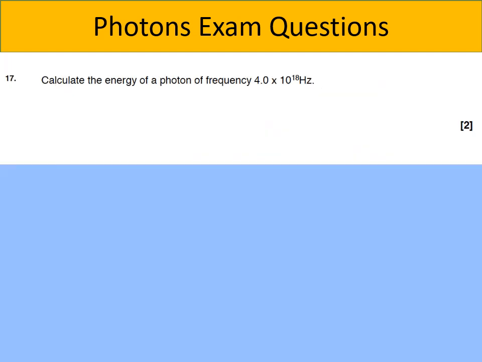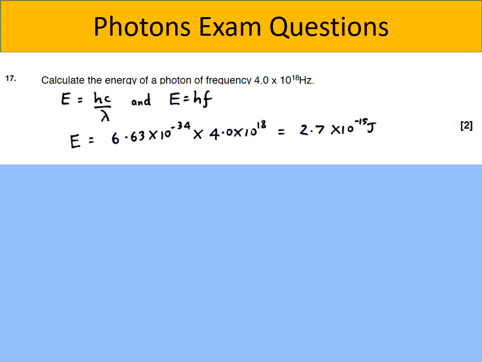Question number 17. Calculate the energy of a photon of frequency 4 times 10 to the power 18 hertz. Getting plenty of opportunity to use the energy of a photon equation, which is E equals hc over lambda, but we also know that E equals hf. So E is equal to Planck's constant multiplied by the frequency of the given photon. E equals 6.63 times 10 to the power minus 34 multiplied by 4 times 10 to the power 18, which gives us an energy of 2.7 times 10 to the power minus 15 joules.